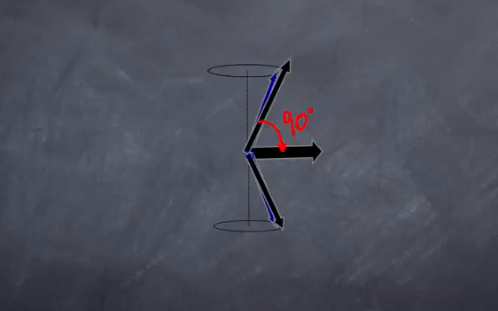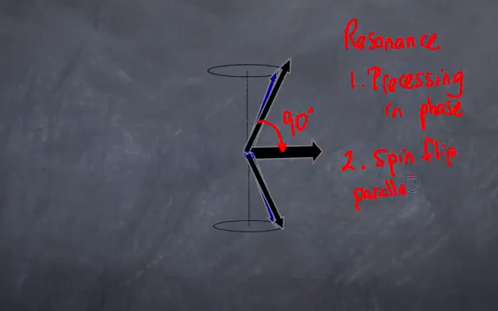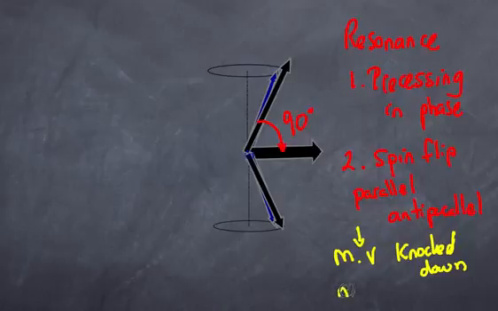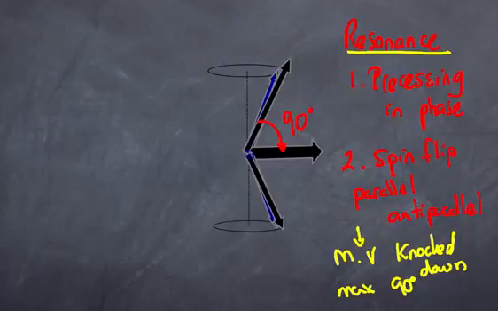The summary. Number one, when you get resonance, you start to get precessing in phase. Number two, what you're going to get is what we call a spin flip. And that spin flip is from parallel going to anti-parallel. And of course, the net result is that your magnetization vector, let's call it the M magnetization vector, gets knocked down to a max of 90 degrees. And that in essence is what the resonance situation is. So there you have it.